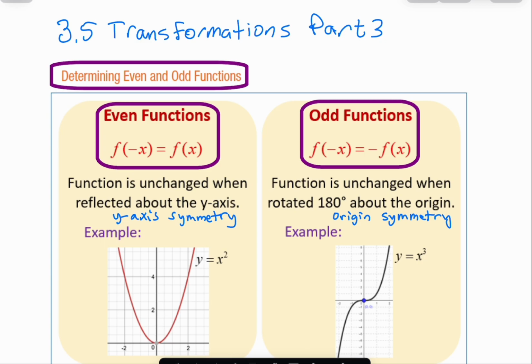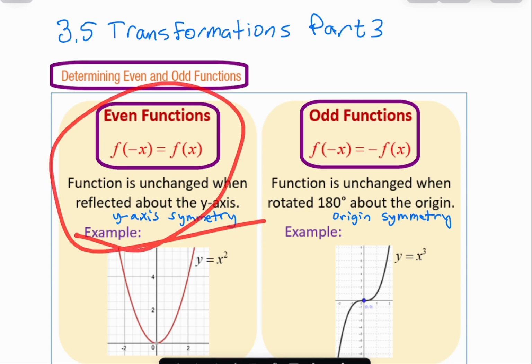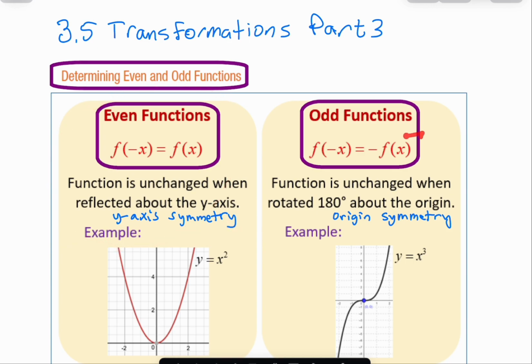Now, it's not completely related to the fact that we have an even power and an odd power, although that can help guide you with these. But it is all about the algebraic test where you stick in negative x, and what happens to the function? If it goes right back to where it started, then it is an even function. If it becomes the exact opposite, it is the odd function.